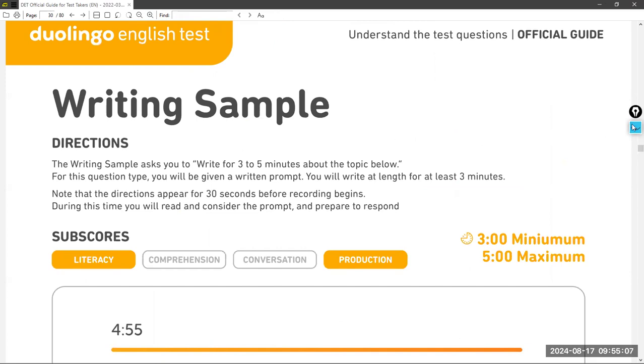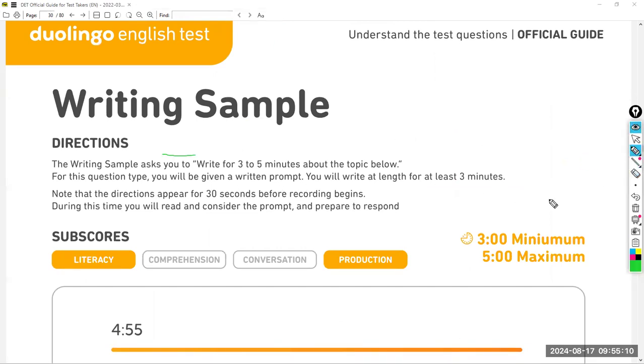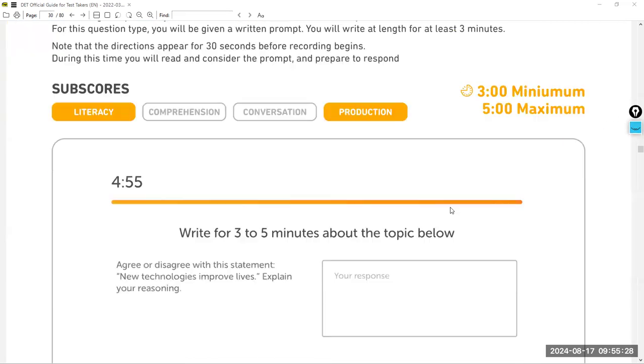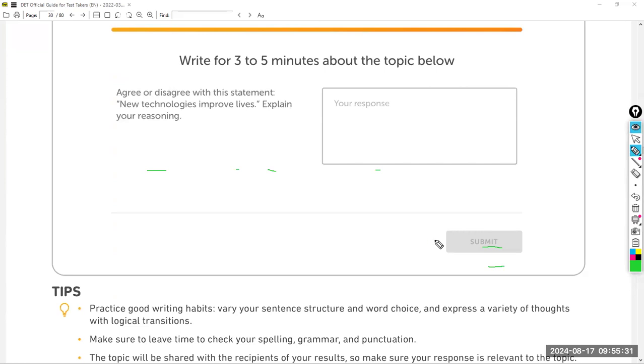Okay, so the writing sample. Keep in mind that the writing sample asks you to write for 3 to 5 minutes about the topic below. So minimum 3 minutes and maximum 5 minutes. When the 3 minutes, guys, passes, this button is going to turn orange. Absolutely, if you finish writing, you can press submit to go to the next module.